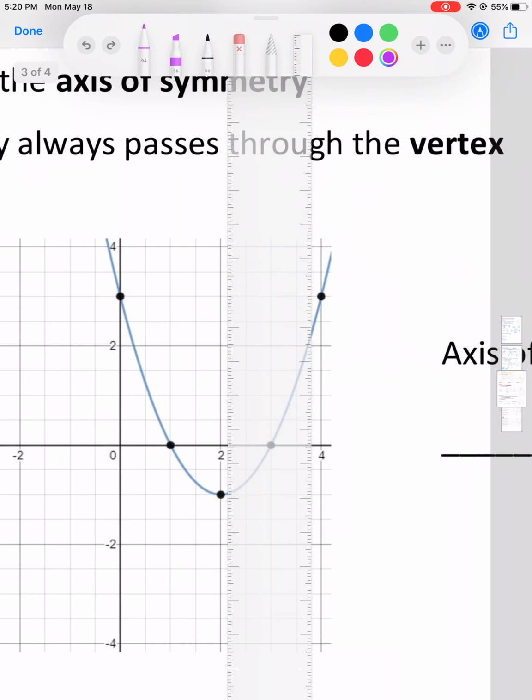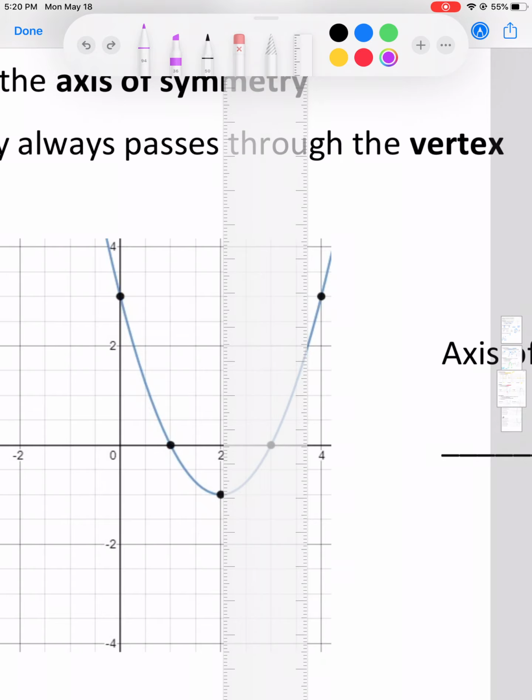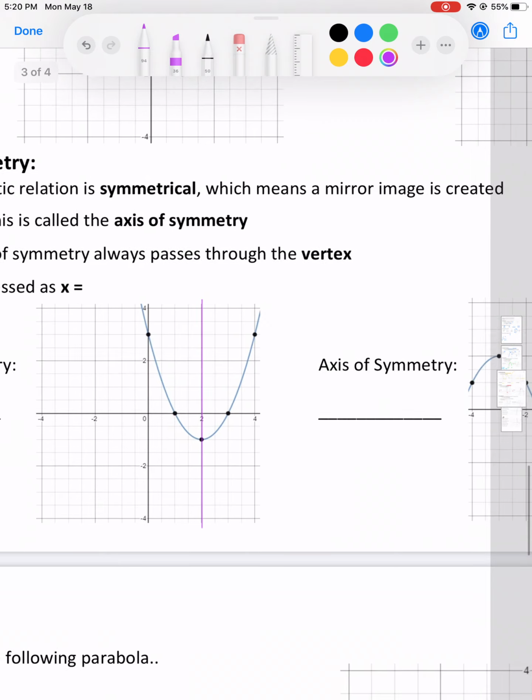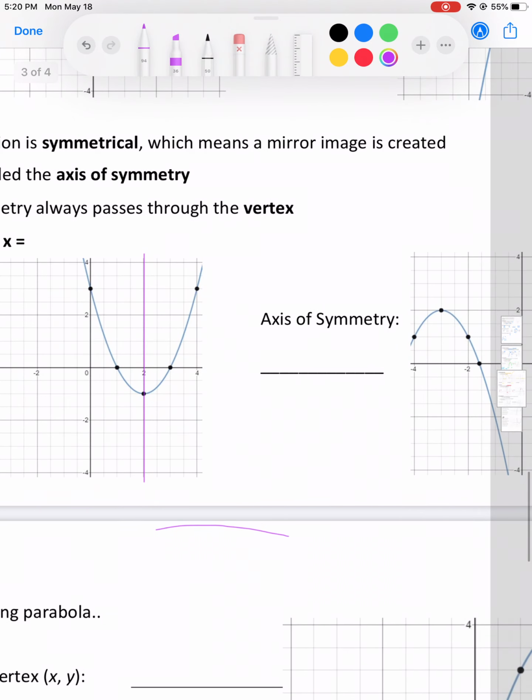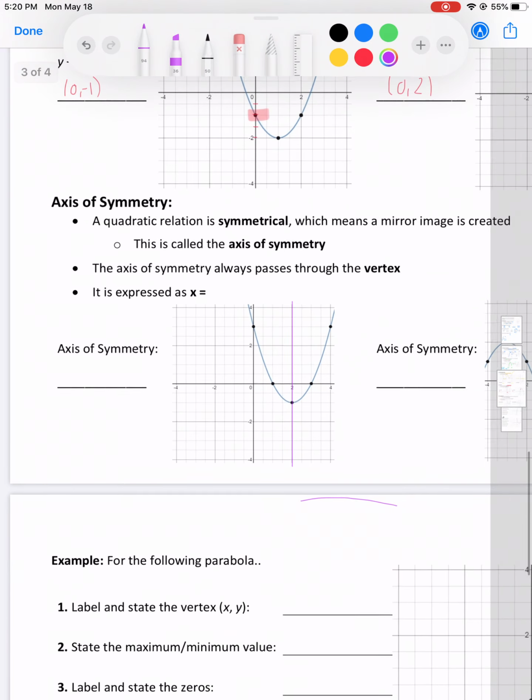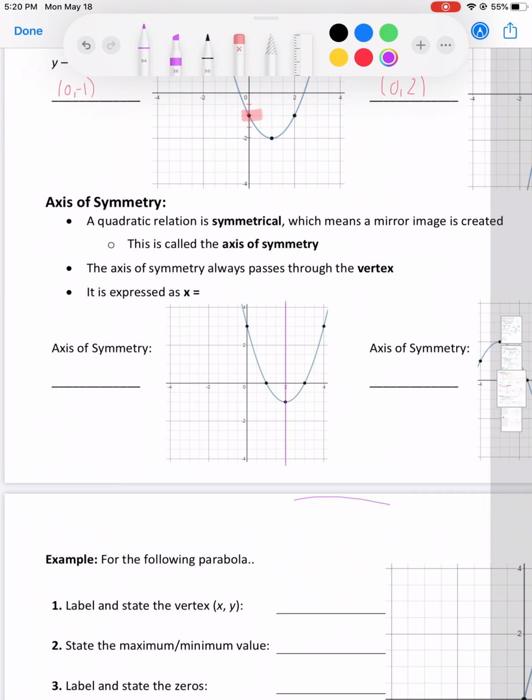Oh my goodness, I know. It's that guy right there. Okay? That is my axis of symmetry. That is where the point turns. So the axis of symmetry always passes through the vertex.